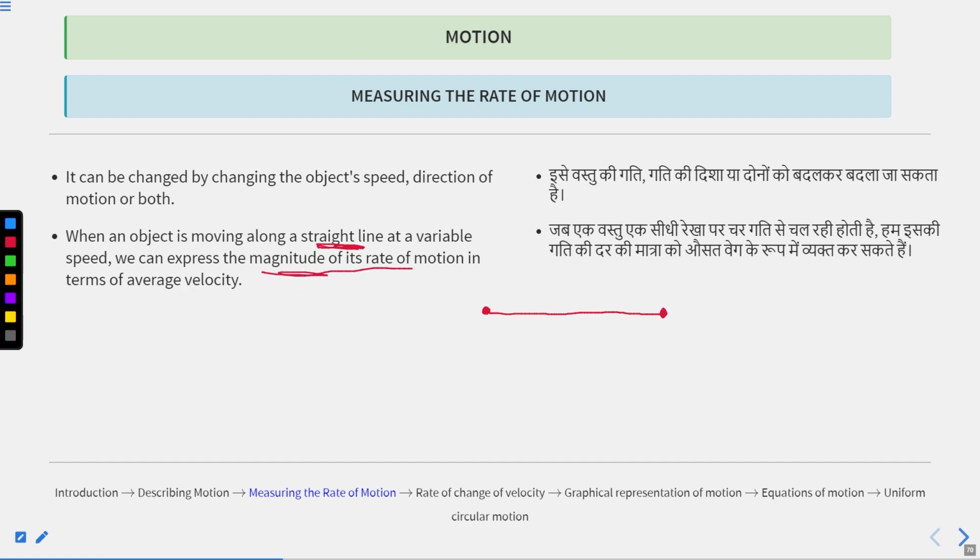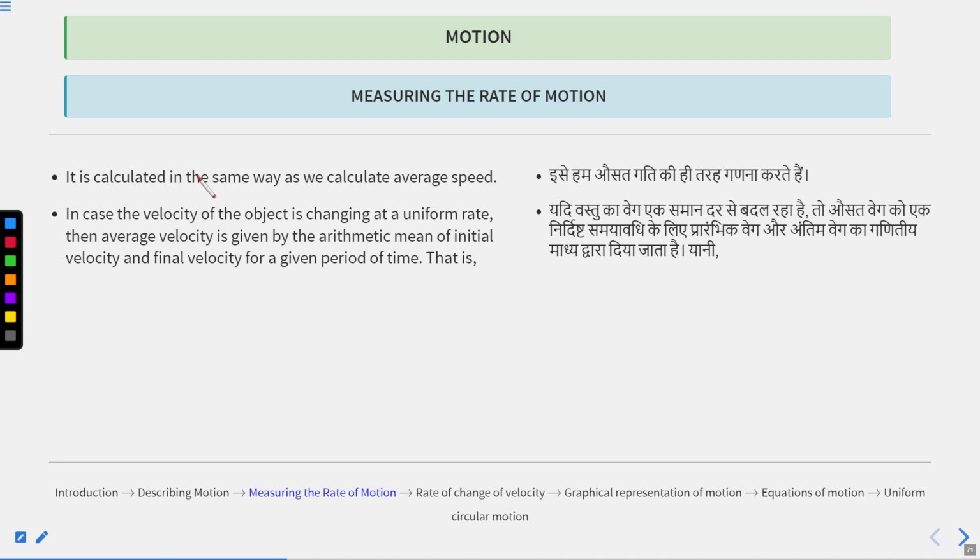We can express the magnitude of rate of motion in terms of average velocity. When an object moves along a straight line at variable speed, and speed is varying, then similar to the concept of average speed, when speed is changing at every instant, we can introduce the concept of average velocity. It is calculated in the same way as average speed. When velocity is changing at a uniform rate, average velocity is given by the arithmetic mean of initial velocity and final velocity for a given period.